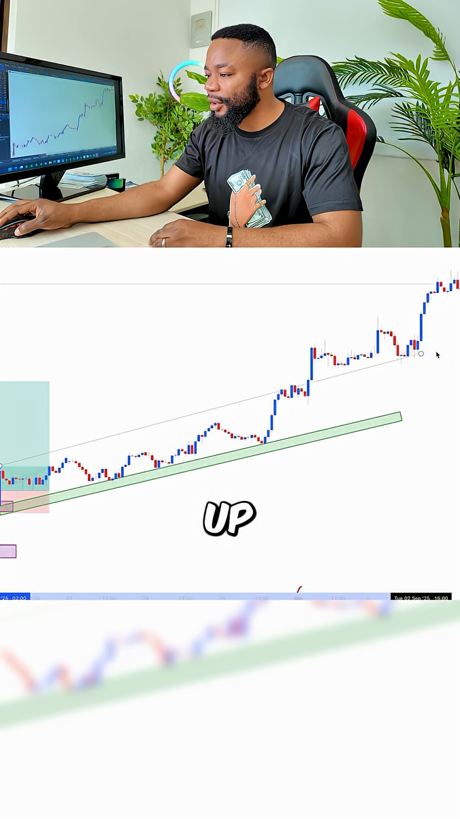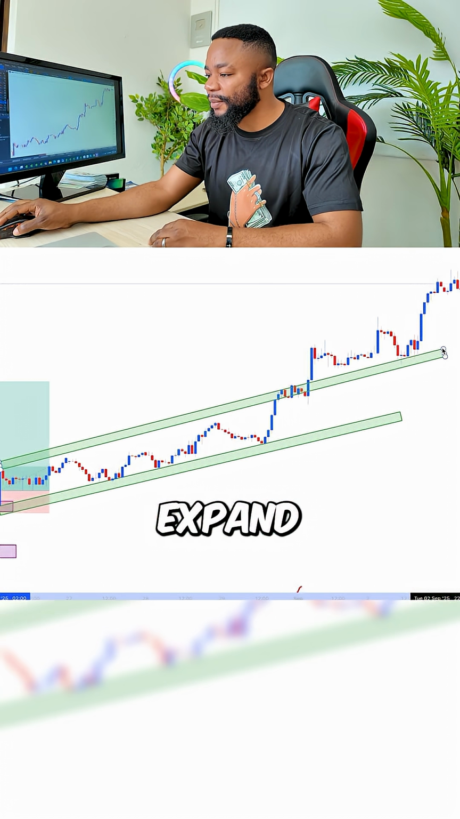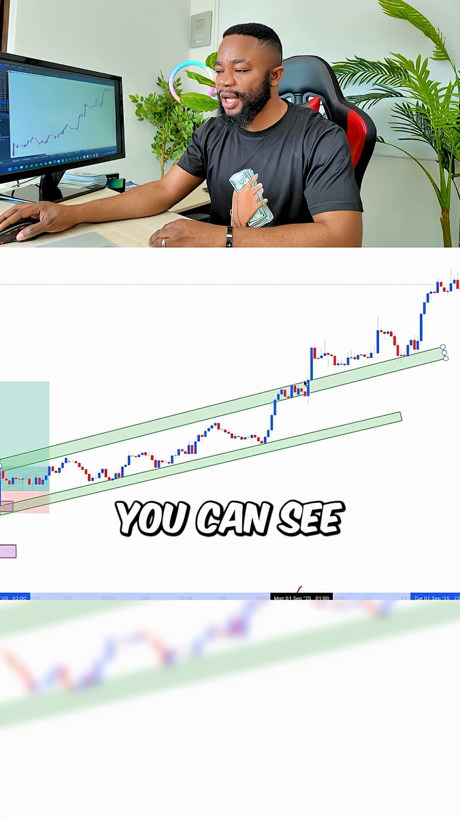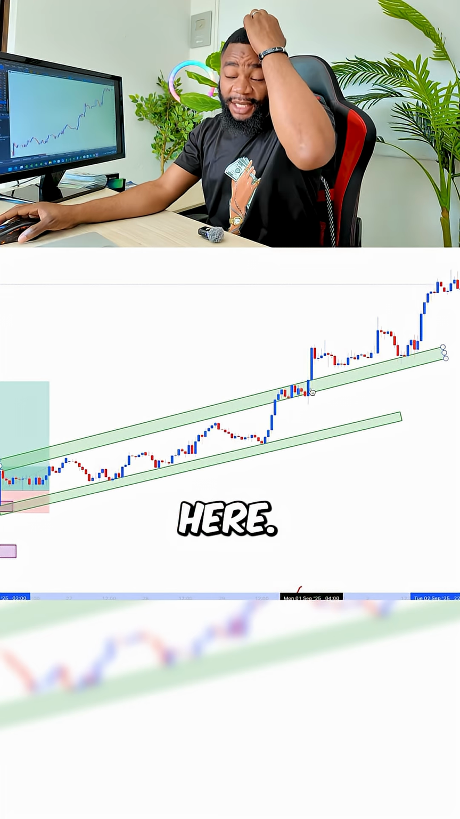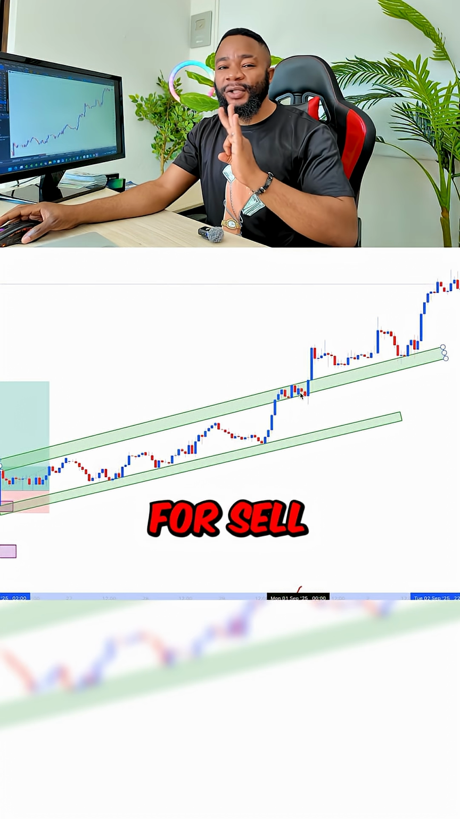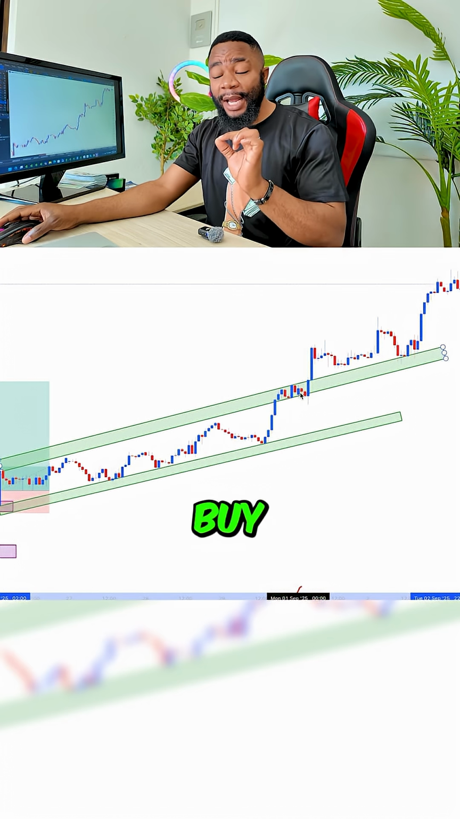So you can see very, very clearly this is now my support, and here again, this one from there right up to there, and then expand it a bit, is going to be what? Our resistance. Support, resistance, and you can see this one was also broken right here. You see why I told you guys, if the market is in an uptrend, don't look for sell opportunities. You are only looking for buy opportunities.